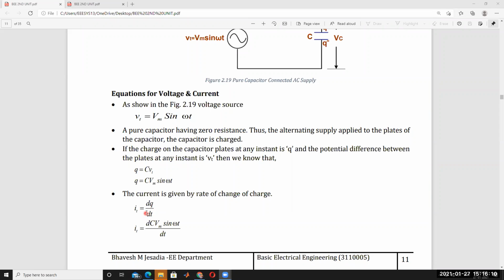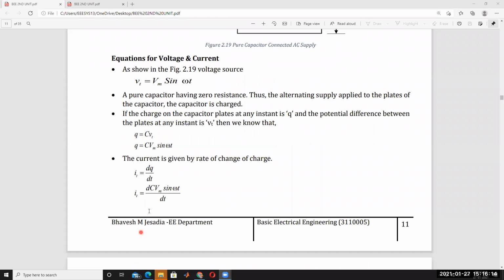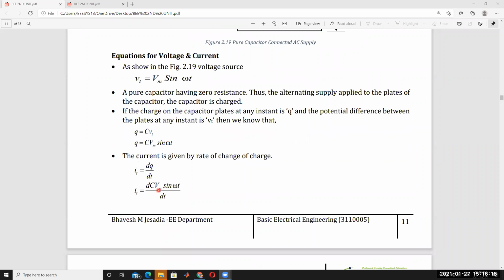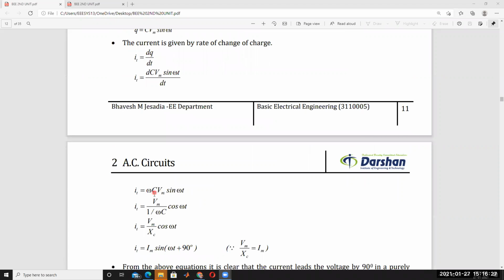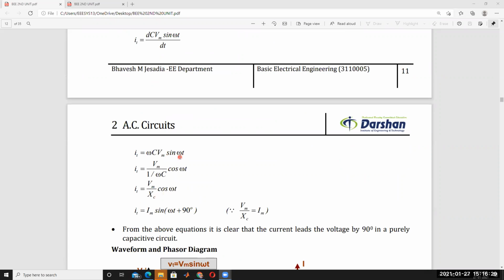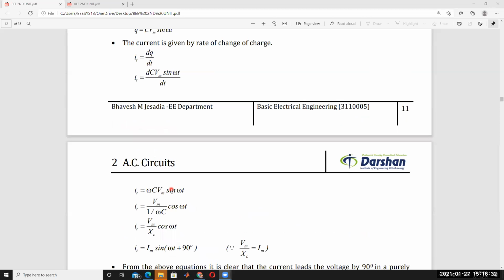I is equal to dq by dt. So substitute Q here, then It is equal to d of C Vm sin omega t by dt. Yes, C is constant, Vm is constant. d by dt of sin omega t, you will get cos omega t. It is cos omega t here, a printing mistake, yes, cos omega t.